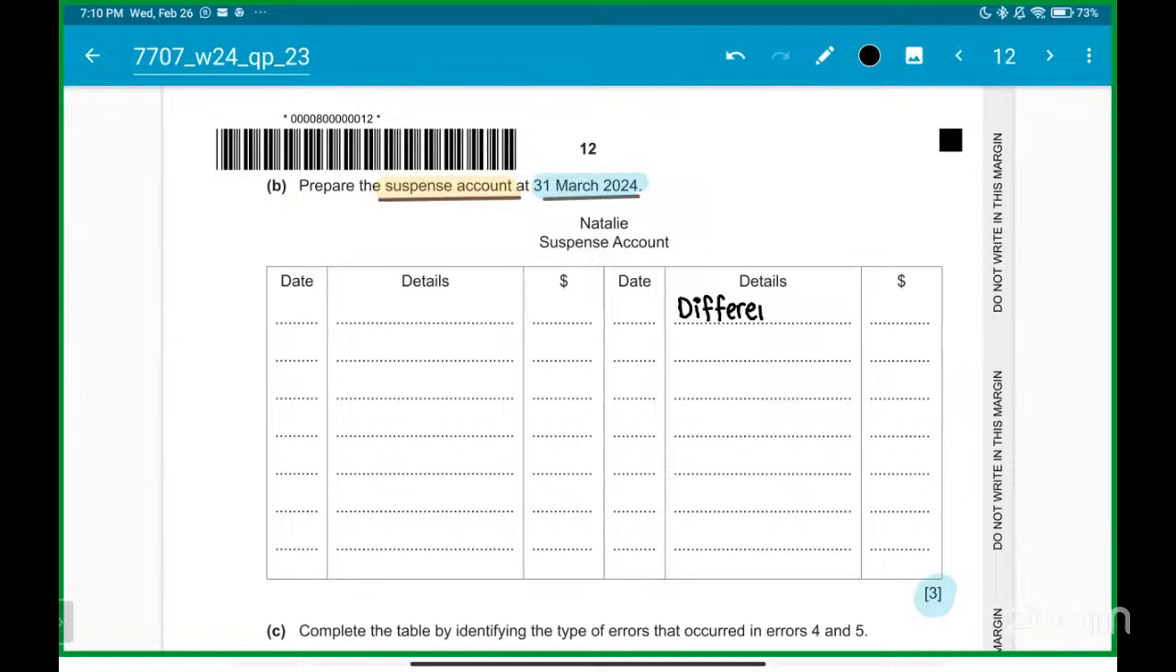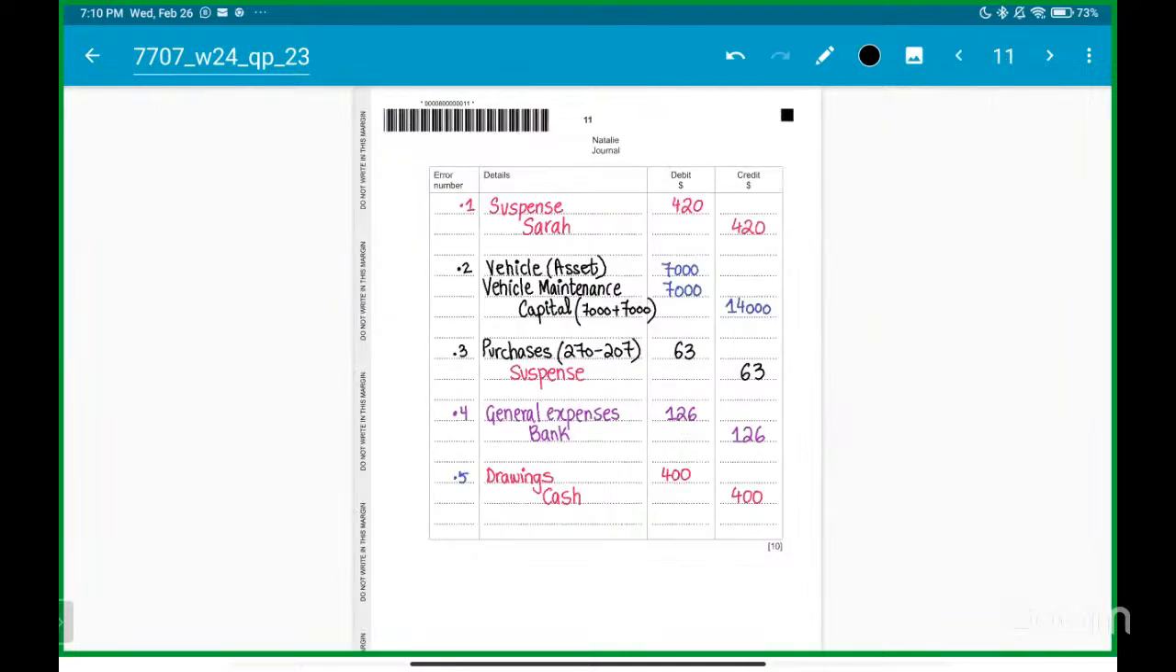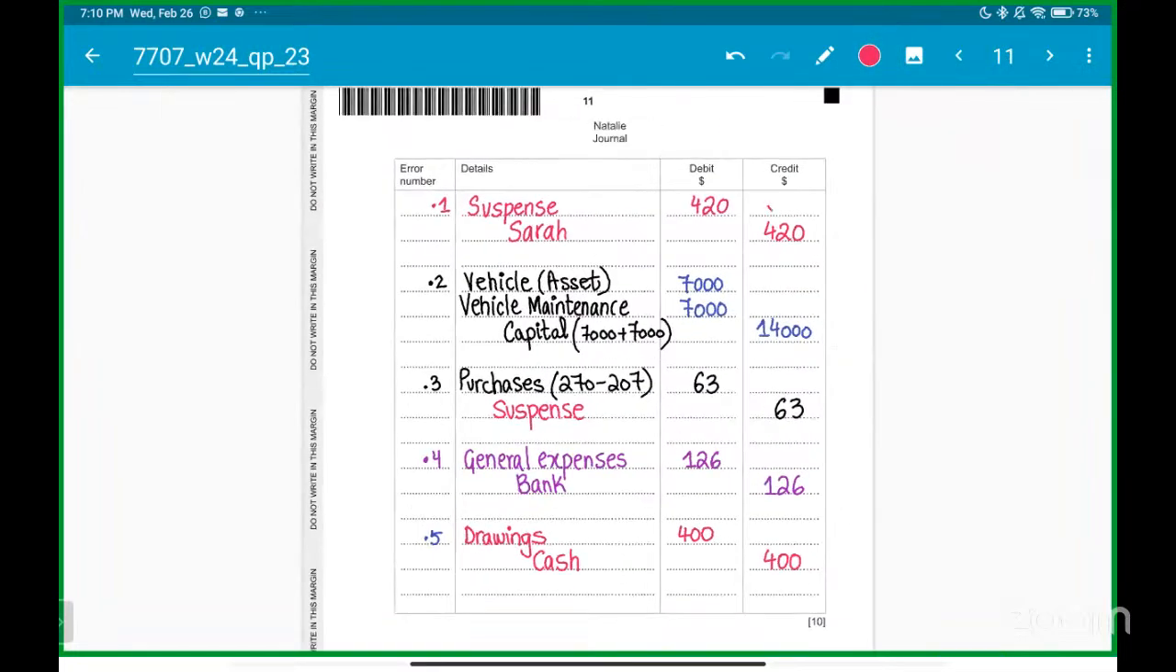So the difference in the trial balance is $357. This is happening on 2024 March 31st, at the end of the year. Just copy and paste, with however many times suspense came.